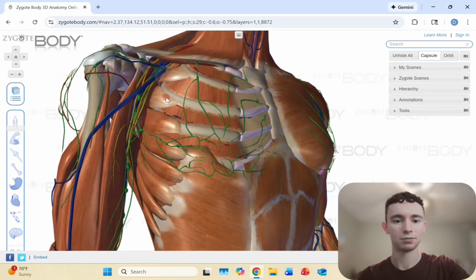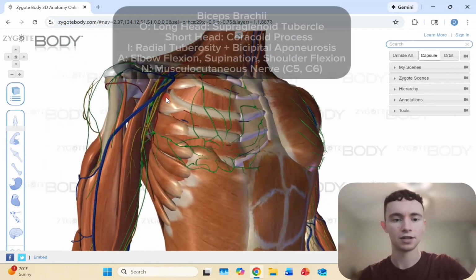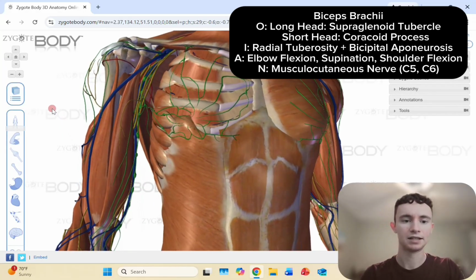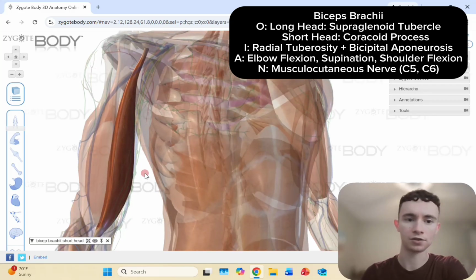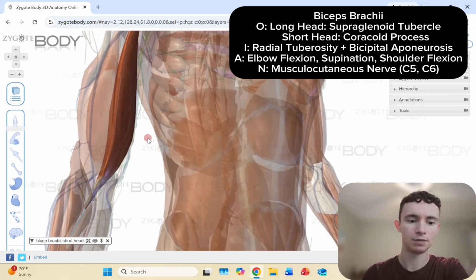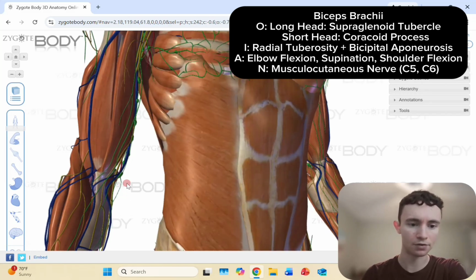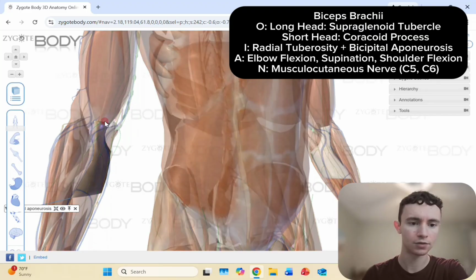Alrighty. Let's move on to everybody's favorite, the biceps brachii. There are two heads to the bicep, hence the bi, bi meaning Latin for two. Here we'll do the short head first. They both have the same attachment down here, which is the radial tuberosity of the radius, and the bicipital aponeurosis, which is this broad, almost tendon-like structure that attaches down here near the ulna, but it covers all the flexors of the forearm.